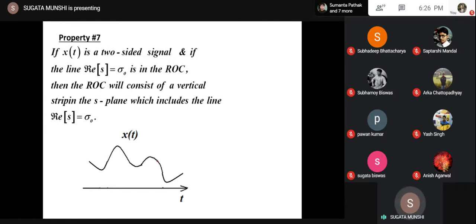The examples that I have considered have been illustrating all the types of signals, and these properties have been illustrated. Examples have been given. Now it has been generalized. So property number 8.